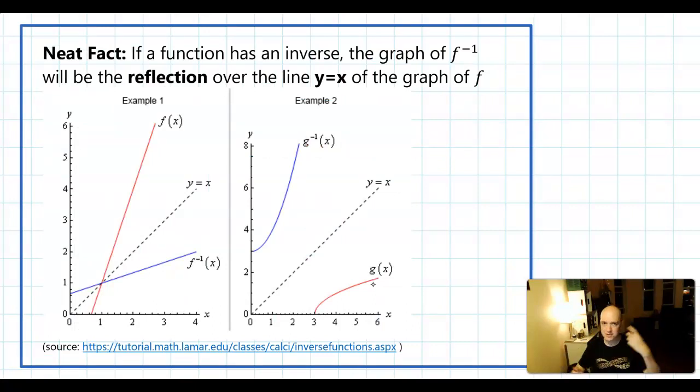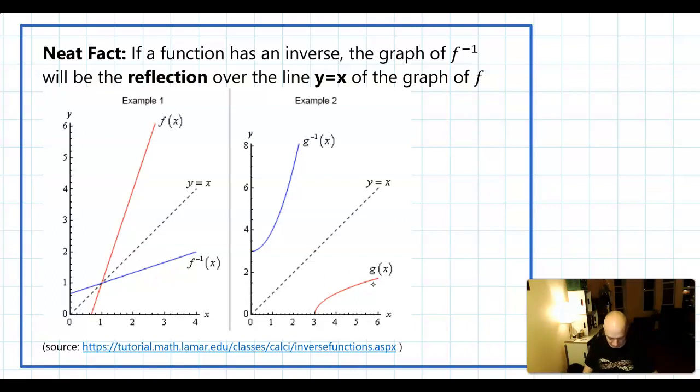So the second video is going to be more about the theoretical background of inverses and some stuff about domains and ranges and things like that. So first, let's start with just a really neat fact about a function and its inverse. If a function has an inverse, and not all functions do, then the graph of f inverse is the reflection of f of x over the line y equals x.